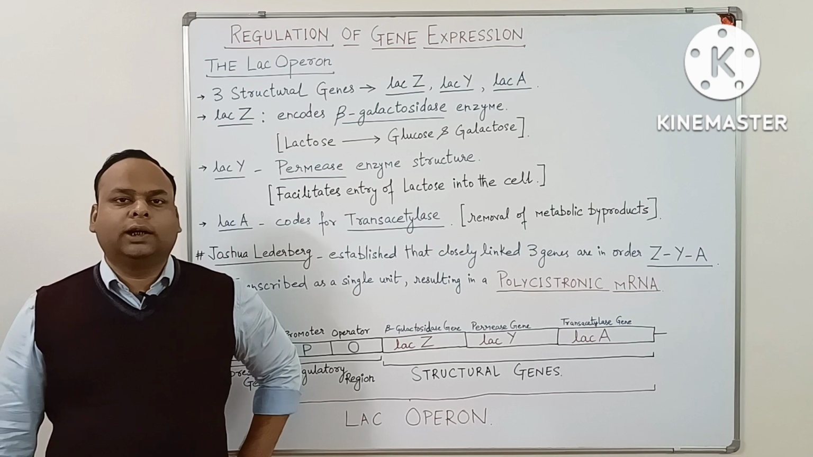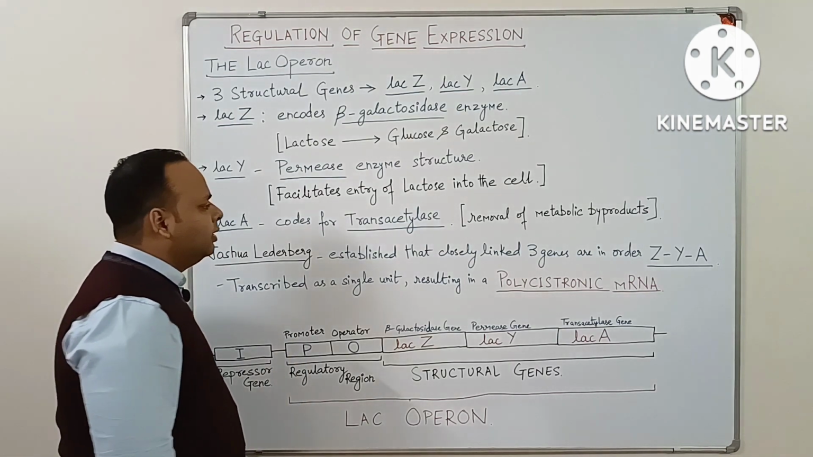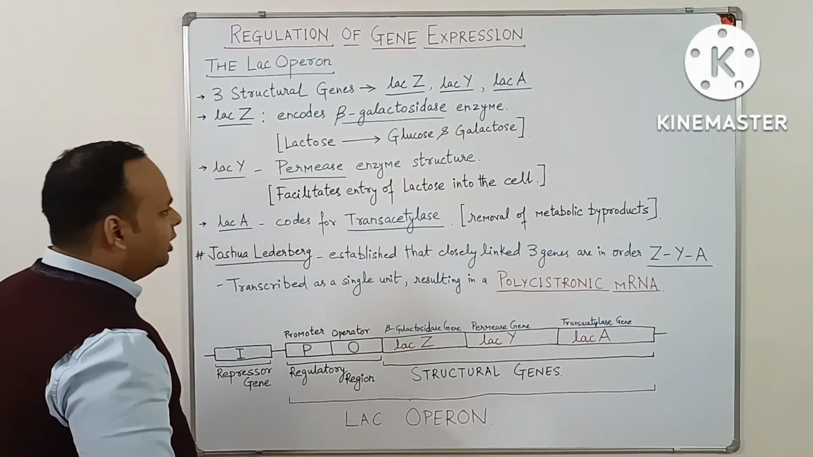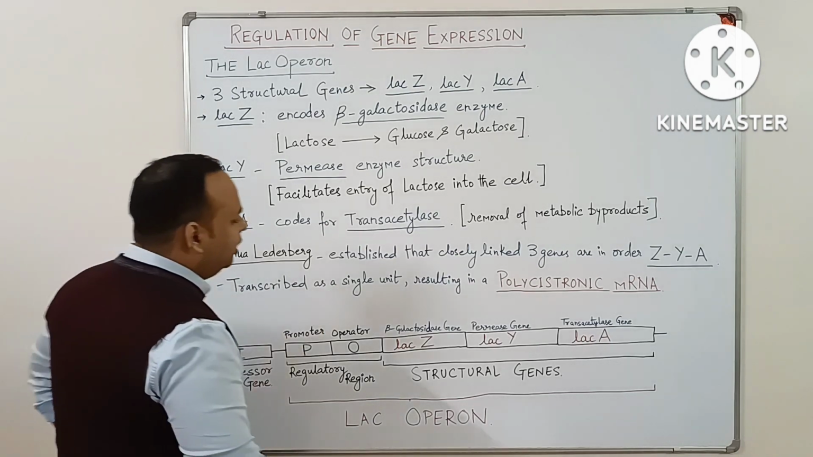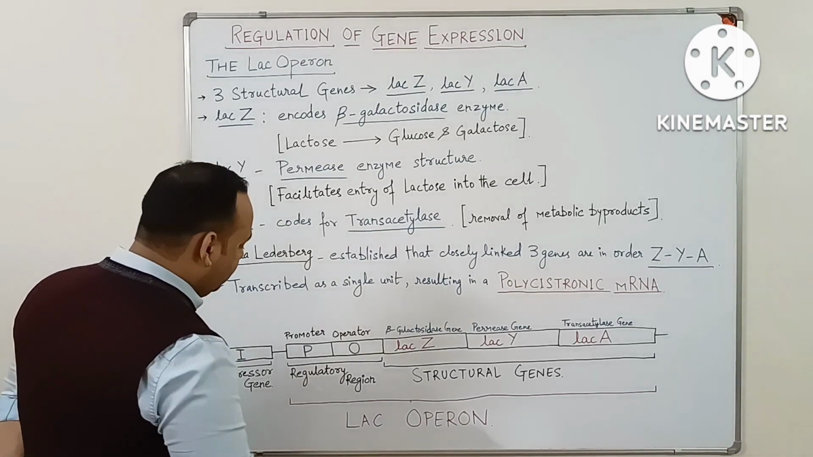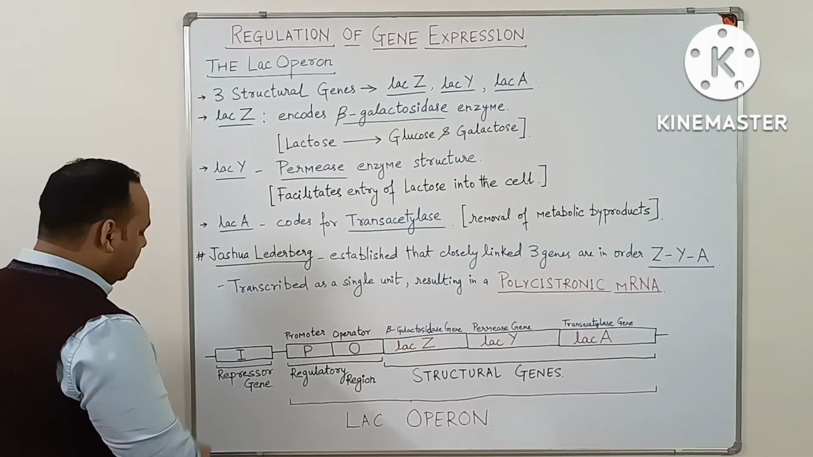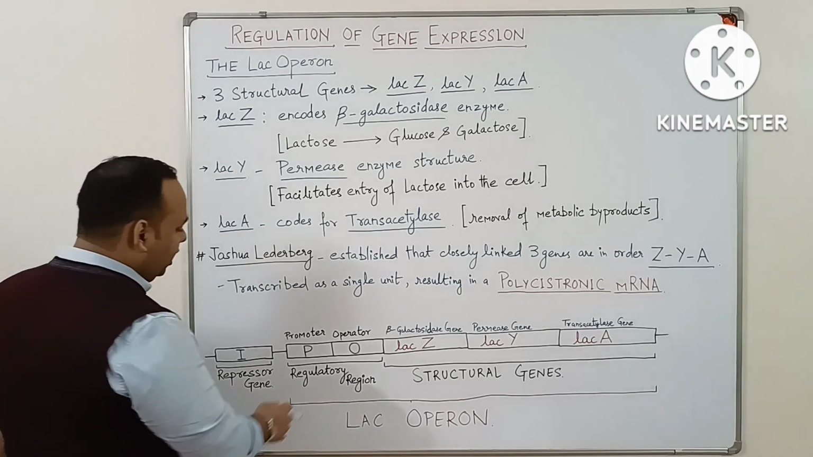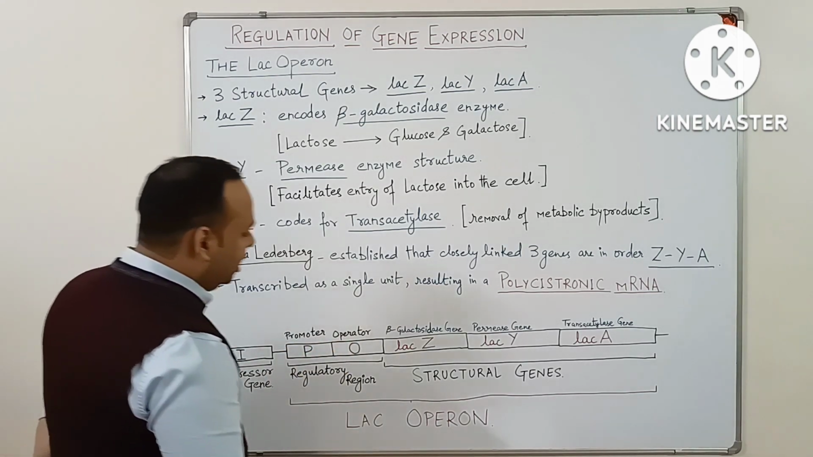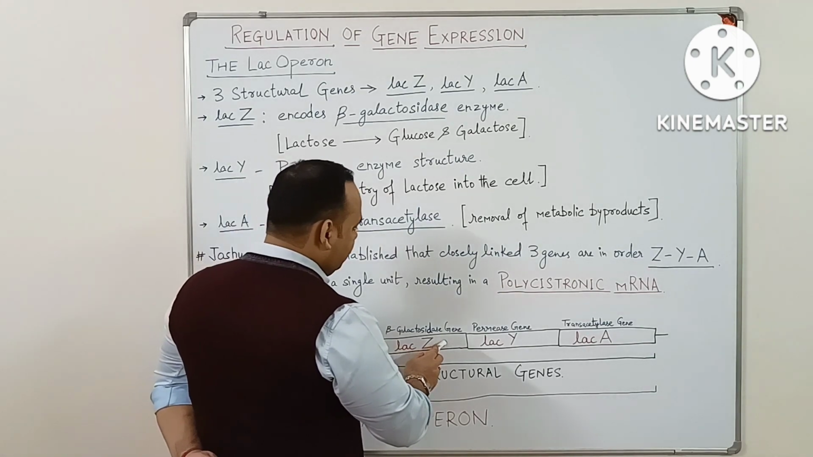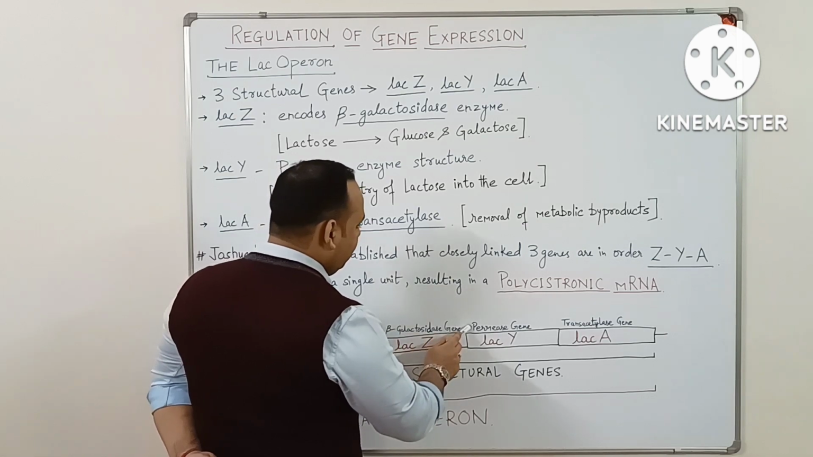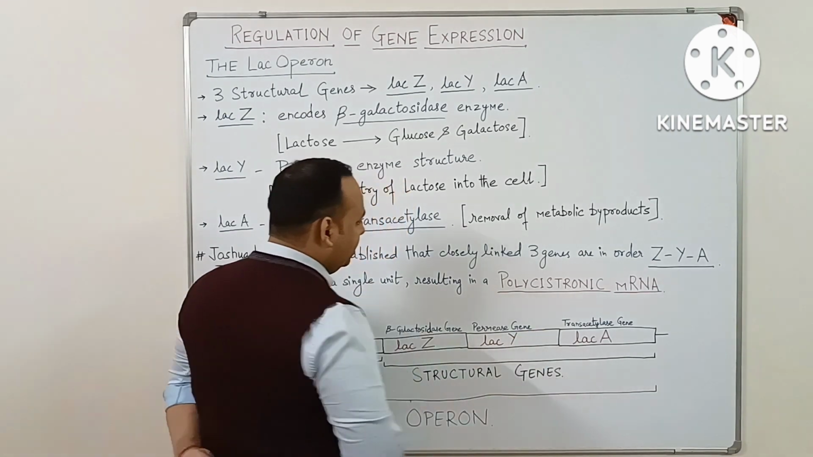Joshua Lederberg established that these three closely linked genes are in order Z, Y, and A. These three genes are transcribed together as a single unit, resulting in a polycistronic mRNA. Here we have a diagrammatic representation of the lac operon together with a repressor gene I. It has a regulatory region consisting of a promoter and an operator. There are three structural genes, Z gene, Y gene, and A gene, that encode for galactosidase, permease, and transacetylase respectively.